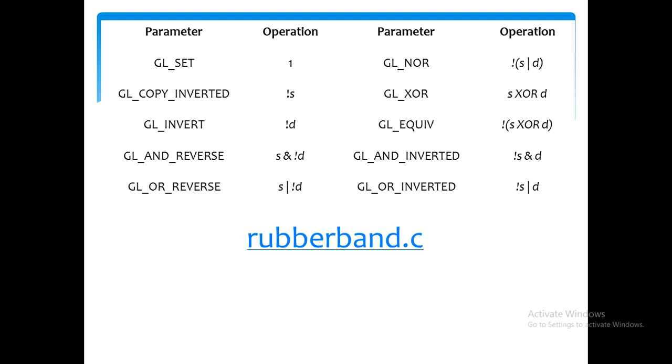One example we will see, how to use XOR. Before going to that example, I'll show one thing. This is what a rubber band effect is. How to implement the rubber band effect by using an OpenGL program. Rubber band effect is nothing but this.